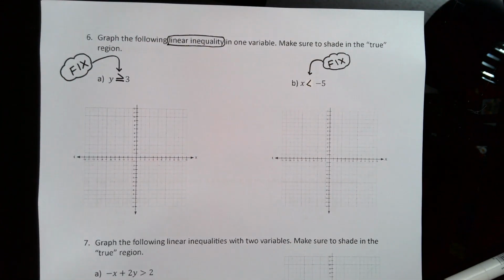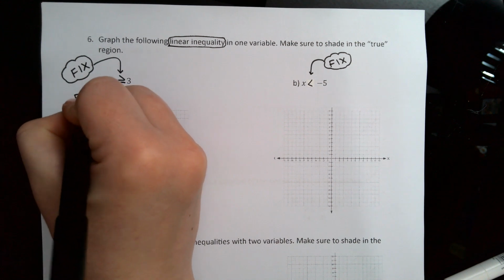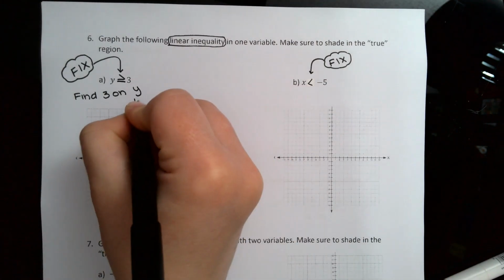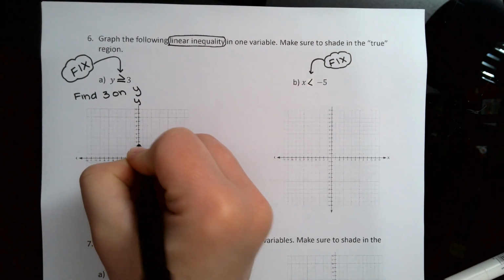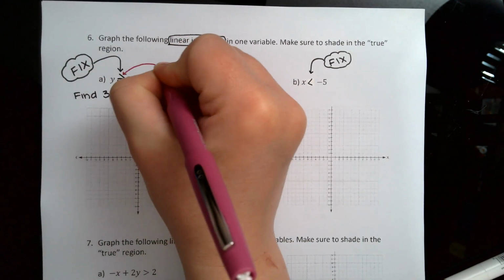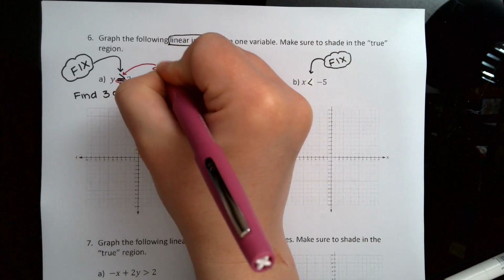Okay, so we are graphing one variable inequalities. Okay, and we got to make sure to shade in the true region. Please make sure to have colors. You can use highlighters, you can use colored pencils, etc. So now we are going to find 3 on y. We only have one letter, so we're going to find the number 3. 1, 2, 3 on y. And because we only have one variable, we are going to create either a vertical or horizontal line. Next, we are going to identify, is it going to be solid or dotted? Because of this line here underneath, this is going to be a solid line.